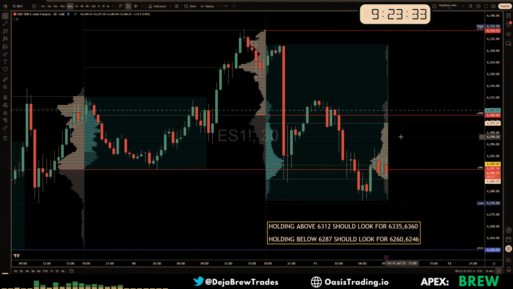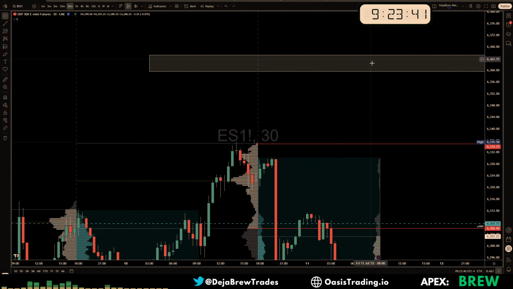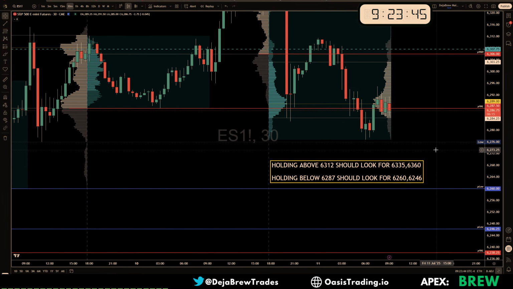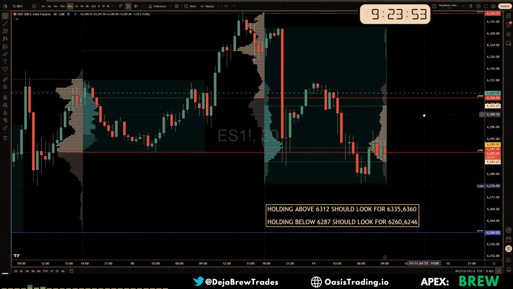So 06 to 12 is the upper level. Holding above that, we're looking for 35 and 60. 35 is that value retrace, 60 is a fib level. And then holding below 87, we are going to look for 260 and 246. So same downward trade plan as yesterday.